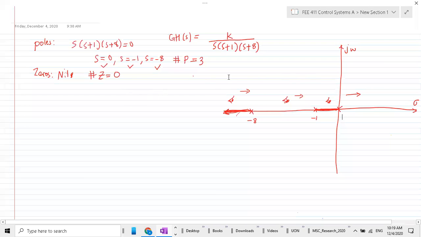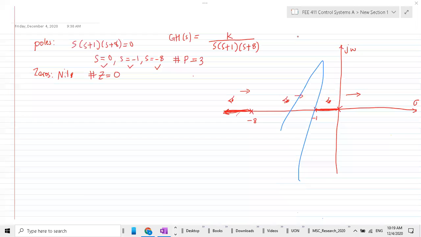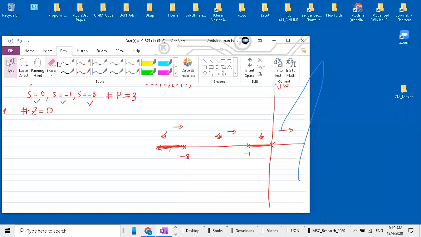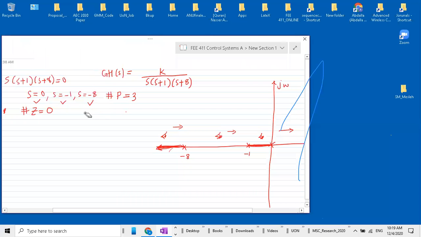So next, what I normally do is get the number of directions, the lines of direction through which my root locus will pass.